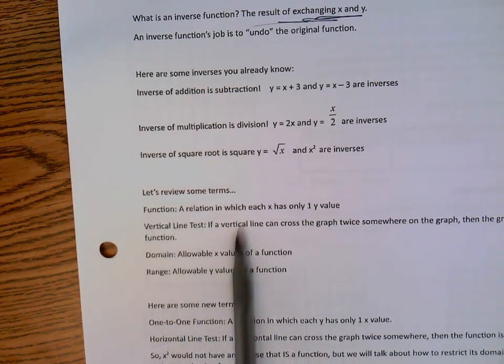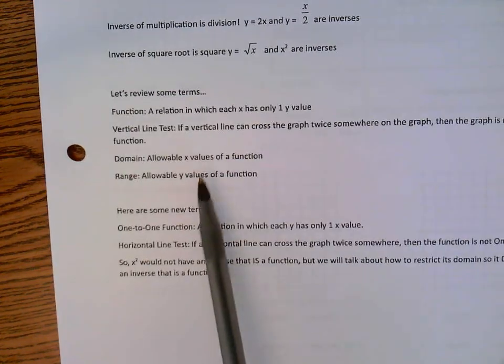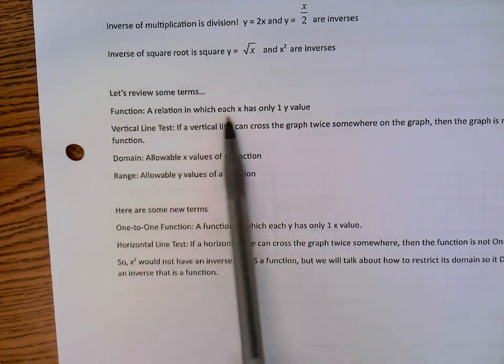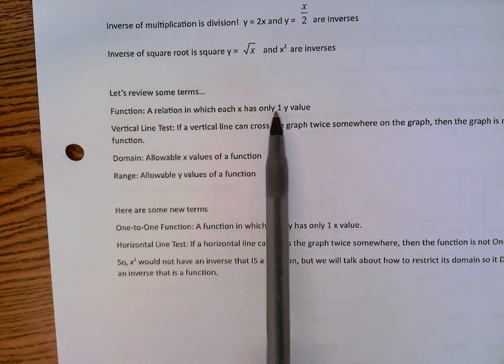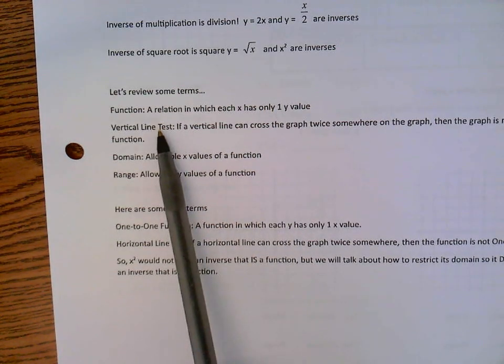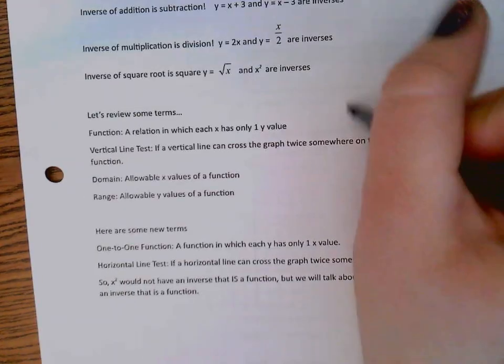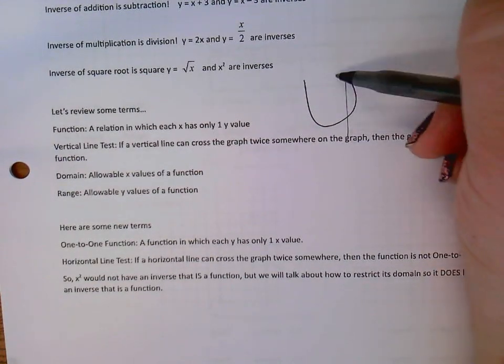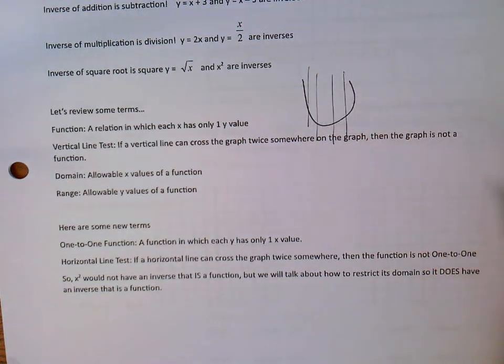Here are some terms that hopefully you remember from the beginning of the year. What is a function? It's a relation in which each x only has one y value. It has to pass the vertical line test. So for example, our friend the parabola, that's a function. I can draw a vertical line anywhere I want, and I should only touch the function once.